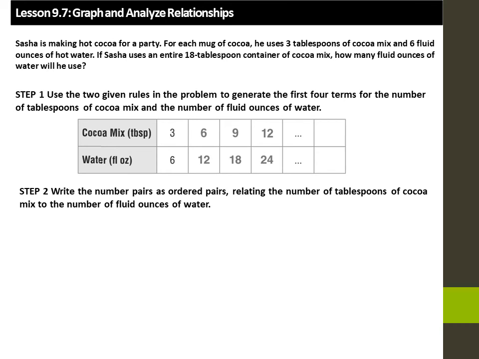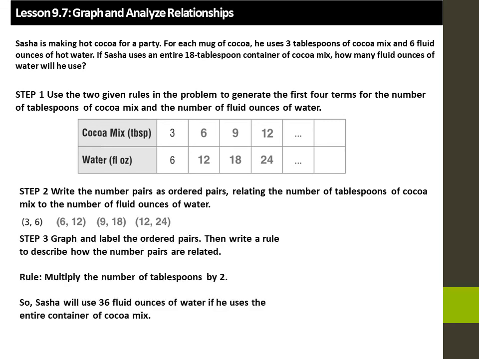Step 2. Write the number pairs as ordered pairs, relating the number of tablespoons of cocoa mix to the number of fluid ounces of water. Then the number of tablespoons of cocoa mix is X, and Y is the number of fluid ounces of water. The ordered pairs are (3, 6), (6, 12), (9, 18), and (12, 24). We notice that the number of tablespoons is always half the number of fluid ounces of water. Or in other words, the number of fluid ounces of water is double the number of tablespoons of cocoa mix.